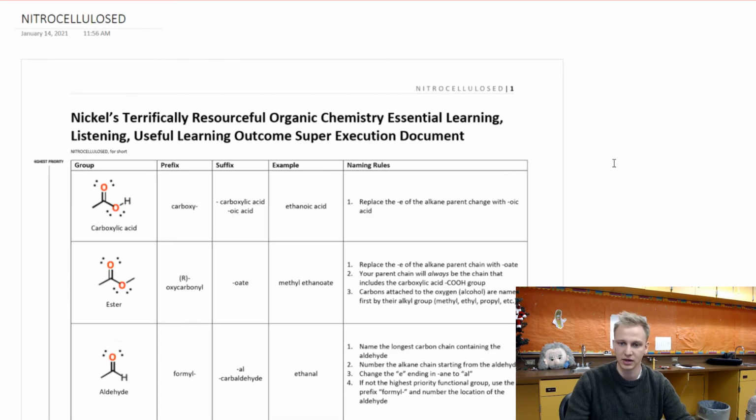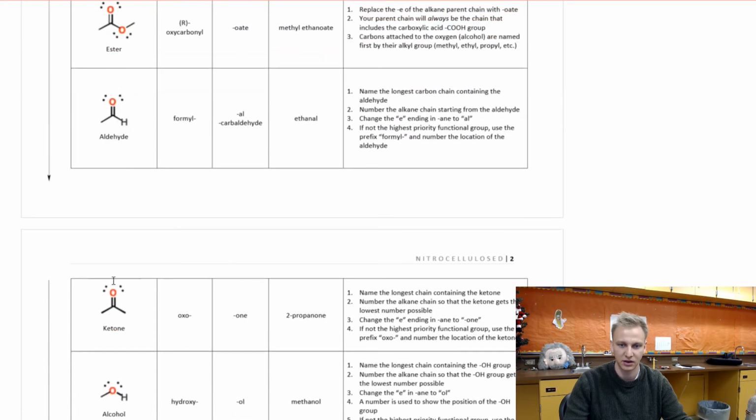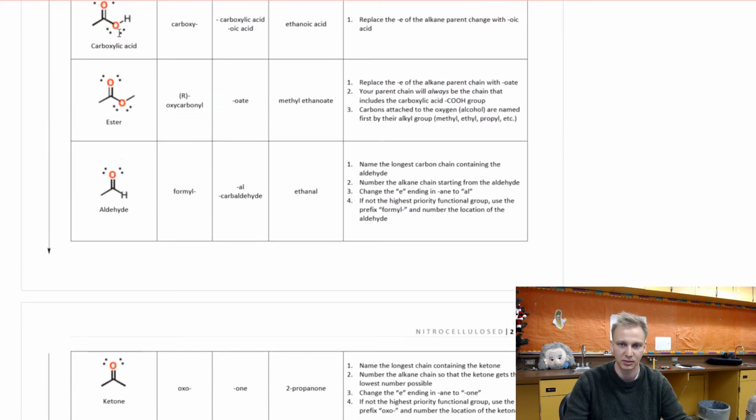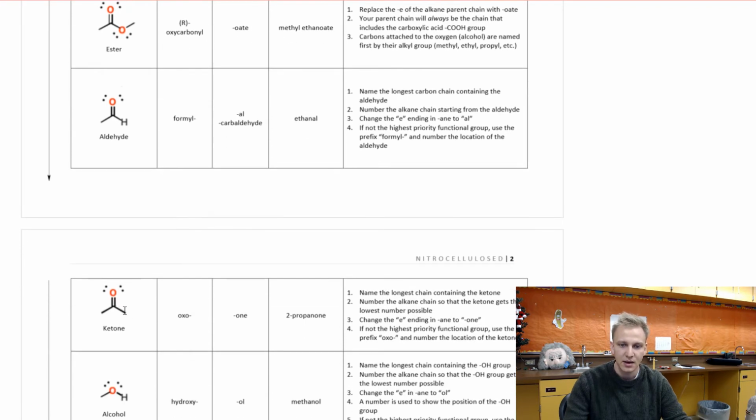Now, when we look at the rules for what a ketone looks like, you can see we looked at an alcohol. There's a ketone, aldehyde, ester, carboxylic acid. You can see the slight differences. Again, a ketone is surrounded by a carbon on both sides here.